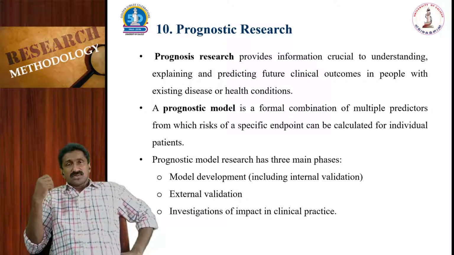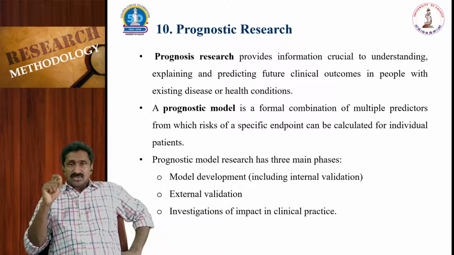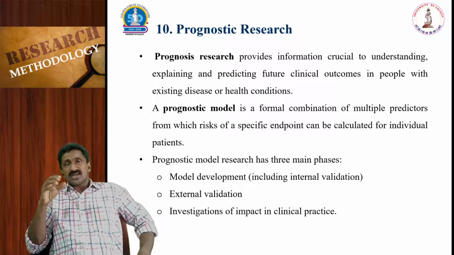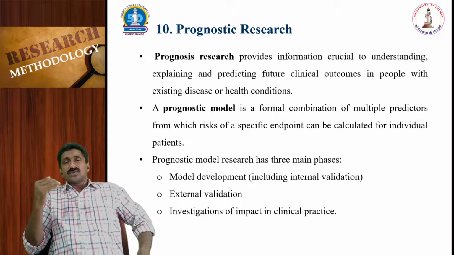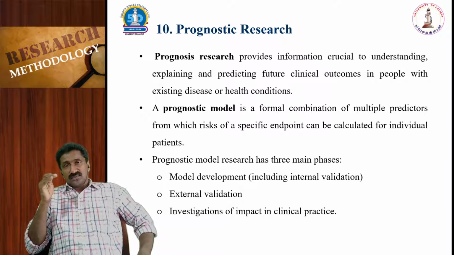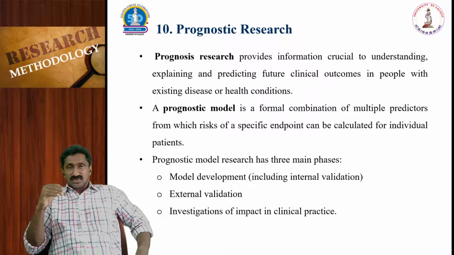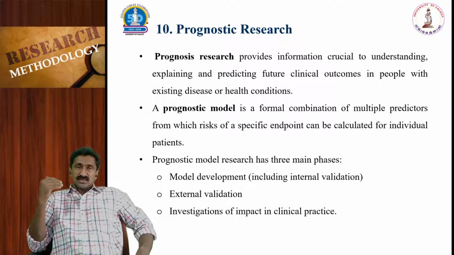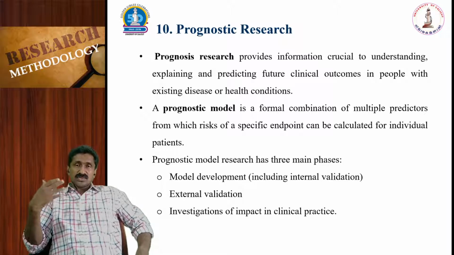Now, prognostic research is another category. Prognosis research provides information crucial to understanding, explaining, and predicting future clinical outcomes in people with existing diseases or conditions. So that is more important in the medical field. If you can predict the future outcome of people based on such evidence, then disease prognosis is possible.